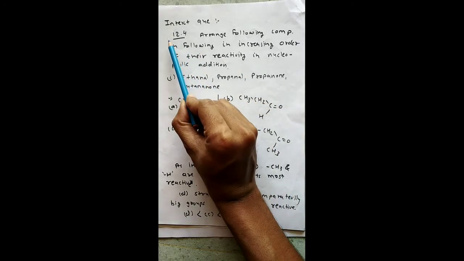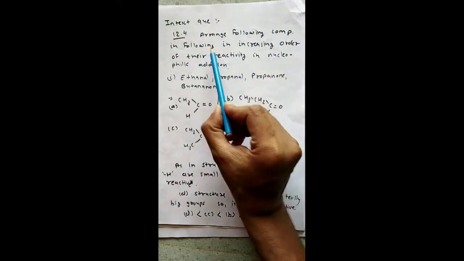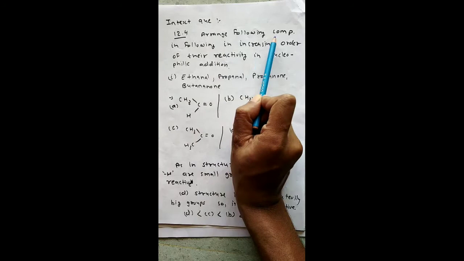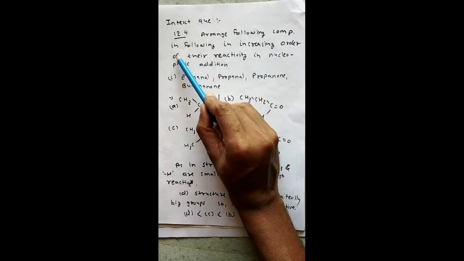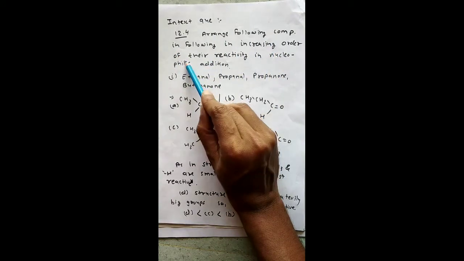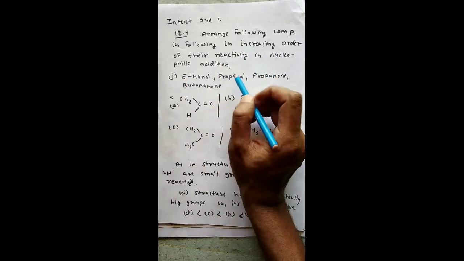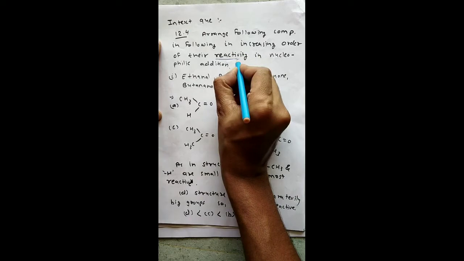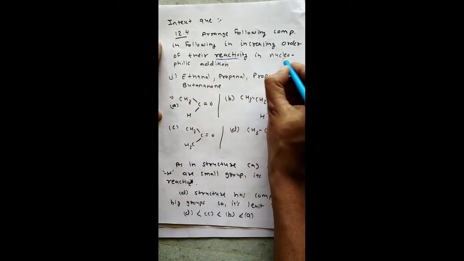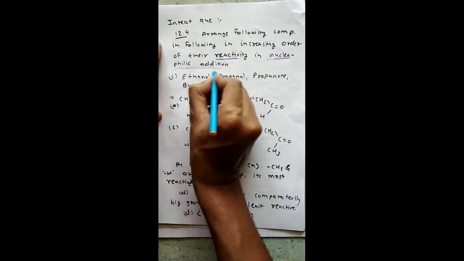So today we are going to discuss some in-text questions. Then we'll move to our next topic. So here's in-text question number 12.4. The question is, arrange the following compounds in increasing order of their reactivity in nucleophilic addition. So we have to arrange the compounds according to their reactivity in nucleophilic addition reaction.